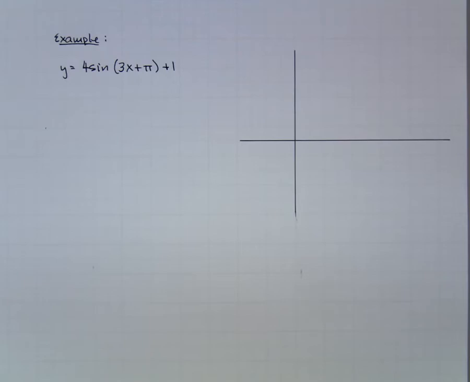In this podcast, we will do a full example of graphing a sine wave that includes scale changes and translations to the parent function from beginning to end. And our example will be y equals 4 sine of quantity 3x plus pi, plus 1.